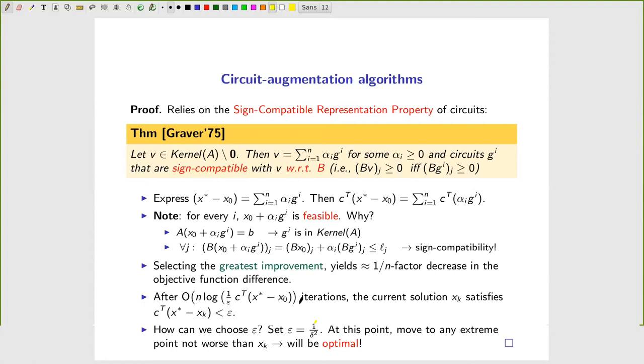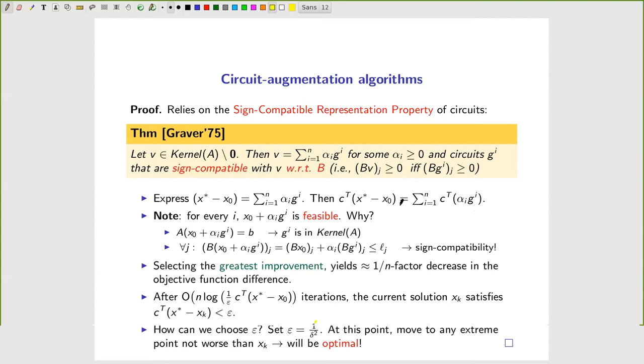So let me rephrase. At the moment, what we are saying is the following. If each time you are able to take a circuit that gives the greatest improvement, then you converge in weakly polynomial time to an optimal solution. Why? Because the main thing about circuits is that the difference between the optimum and the initial solution can be expressed as a sum of n vectors, and each of them brings you inside the polytope. This is actually the great thing. So at least one of them carries a factor of 1 over n of the distance in cost. So you can do this.